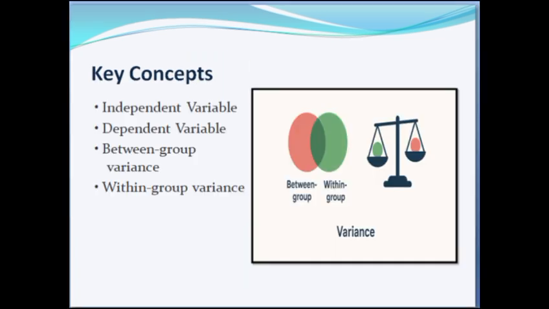Key concepts: independent variable means factor, dependent variable means outcome, between group variance and within group variance. ANOVA basically compares 2 types of variance. If the difference between groups is large relative to variation inside each group, we get a significant result. What is variance, and what is an independent variable, what is a dependent variable? You can watch the full video, link in the description.